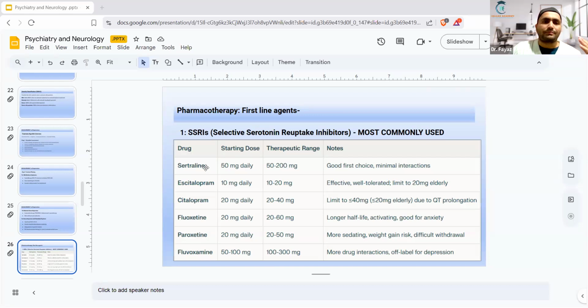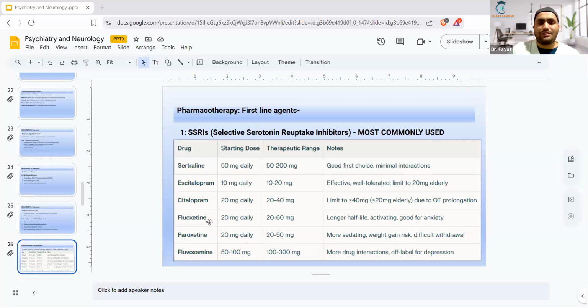So sertraline, we start at 25 or 50 milligram, and we can go up to 200 milligrams. Escitalopram, we can start from 5 or 10 milligrams and take it all the way up to 20 milligrams. Citalopram, this can cause QT prolongation. Make sure you're not using it in someone who has congenital QT syndrome or someone with cardiac comorbidities.